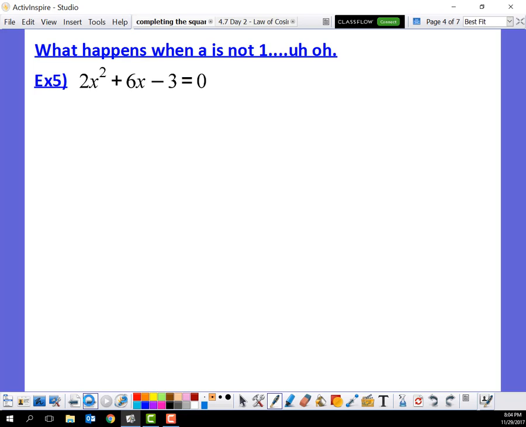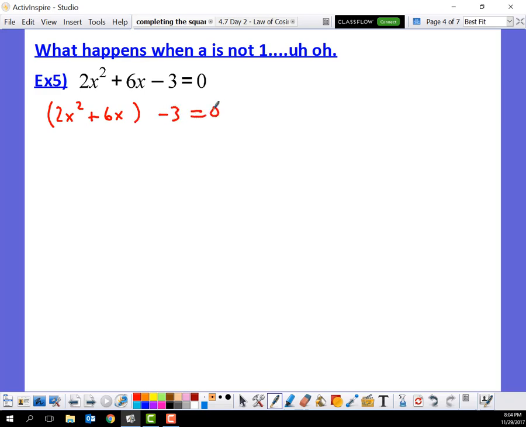Here's what I see here. Clearly you can see your a value is not 1. It's not 1. Okay, very clearly we can see that. So here's what we're going to do. We're going to take this equation, and I'm going to separate it. Okay, watch how I'm going to do this. I'm going to think of it as 2x squared plus 6x, and then the minus 3 by itself.